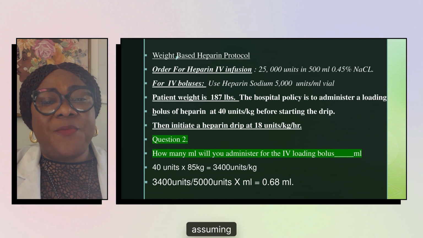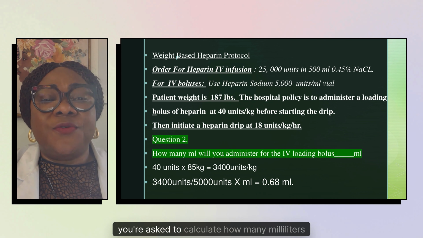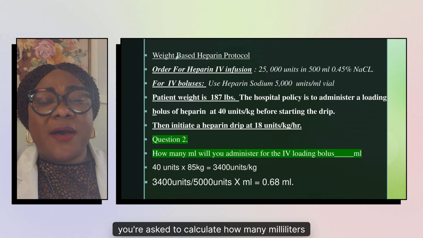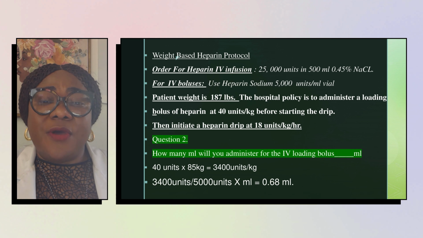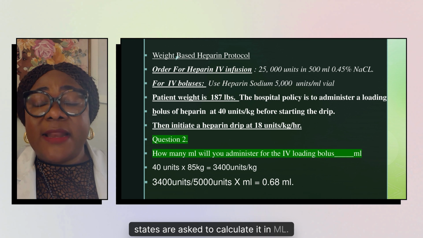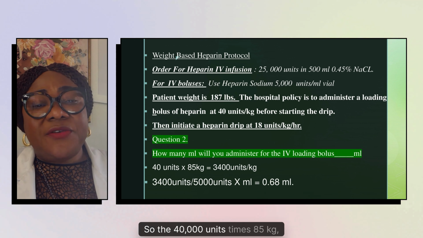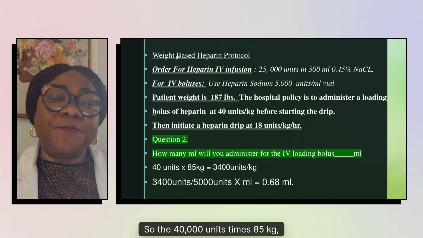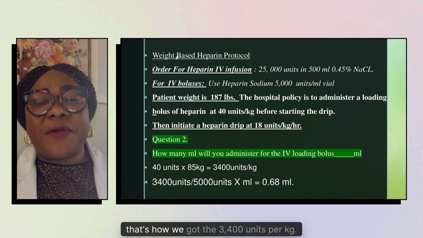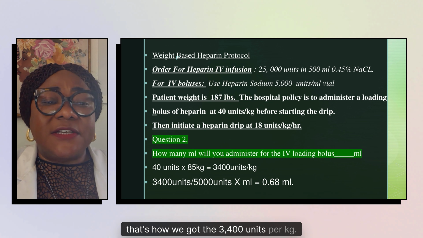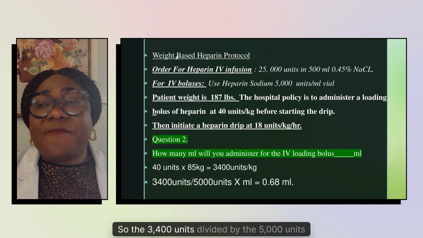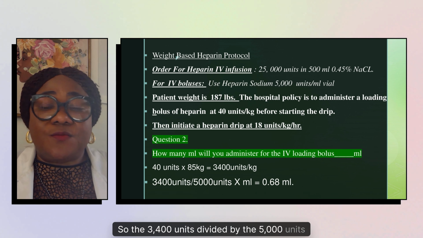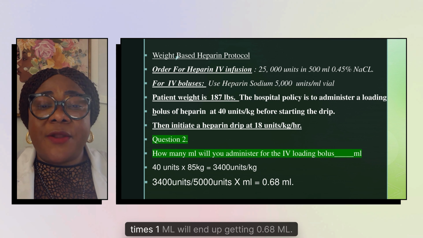So number 2, assuming you're asked to calculate how many ml will you administer for IV loading bolus. Now, students are asked to calculate it in ml. So the 40 units times 85 kg, that's how we got the 3,400 units. So the 3,400 units divided by the 5,000 units times 1 ml will end up getting 0.68 ml.